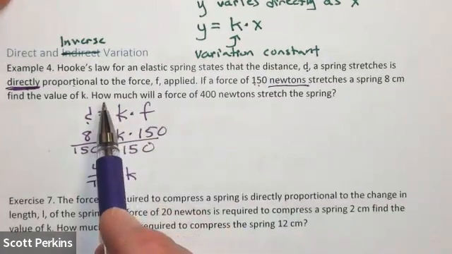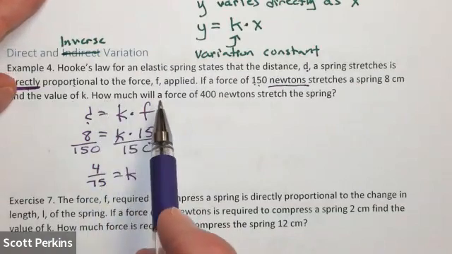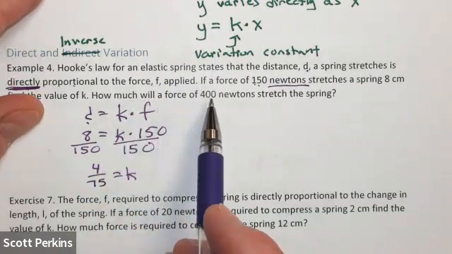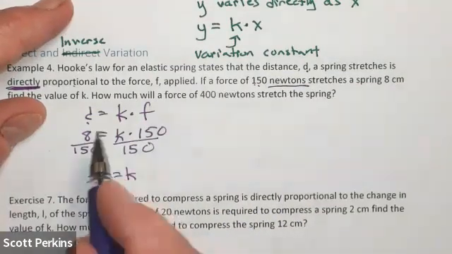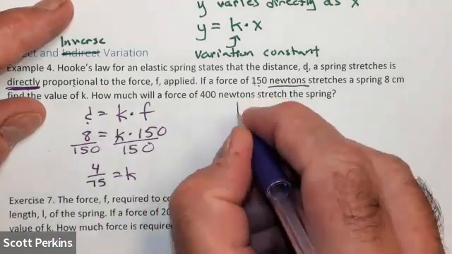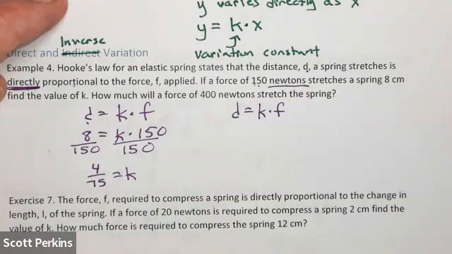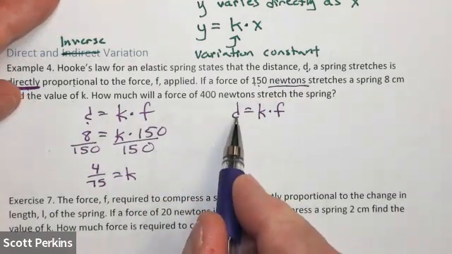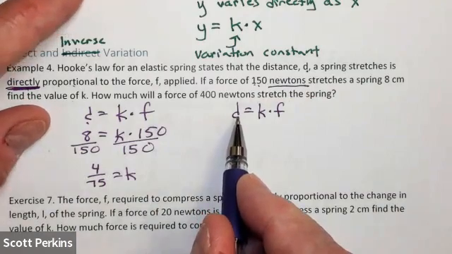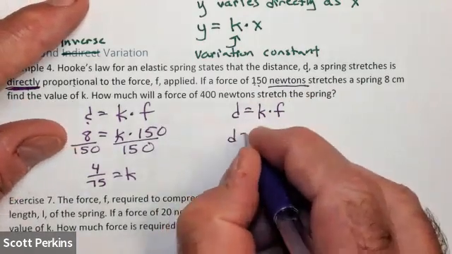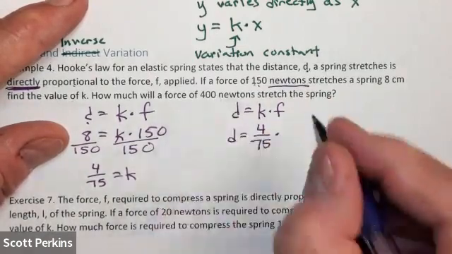Well, then I'm asked now to make a projection. Okay, how much then do I anticipate a force of 400 newtons stretching the spring? So I've got this equation. I've got D is equal to K times F. This time I don't know what the distance is. I don't have a 400 Newton force, so I'm just going to use my new equation. So D is equal to, I've got 4 over 75 times 400.